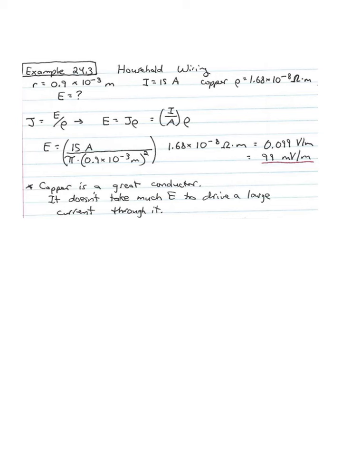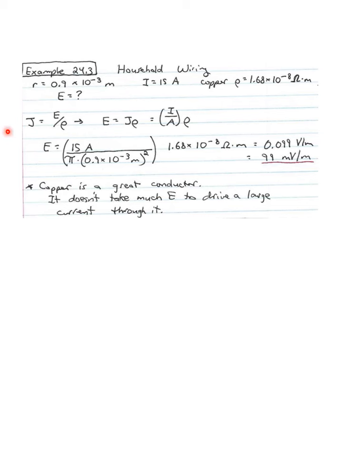Let's look at an example in the book, example 24.3, finding the electric field in household wiring. A 1.8 millimeter diameter copper wire carries 15 amperes to a household appliance. Find the magnitude of the electric field in the wire. Well, there's the radius, 0.9, half the diameter, times 10 to the negative 3 meters. Current is 15 amperes. We look up on the table in the book. Copper has a resistivity of 1.68 times 10 to the negative 8 ohm meters. The question is asking, what is the electric field?